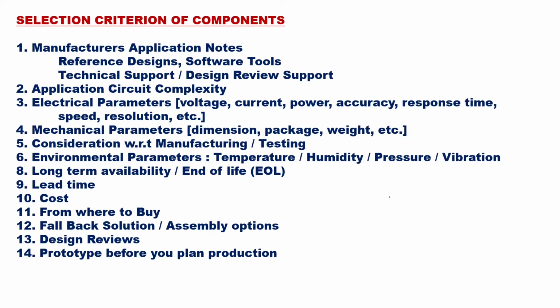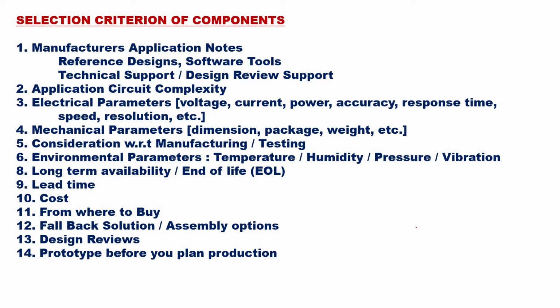Now this point will tell you how do we select a component. So what are the criteria while selecting a component for a particular application? So the number one is manufacturer. So you should know the manufacturer who is going to manufacture that component and his previous experience. So in that you can have application notes, reference design, software tools, technical support, design review support, etc. So you understand that which manufacturer, along with your practice or experience, you can understand which manufacturer is giving you a proper device or a component or a system.